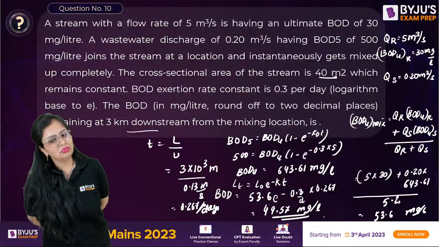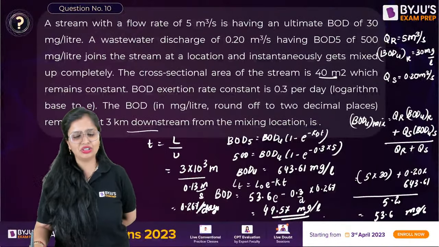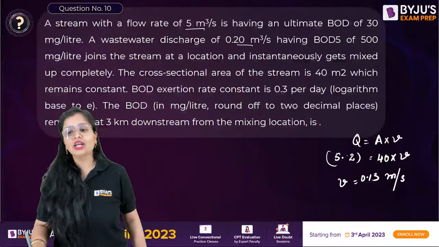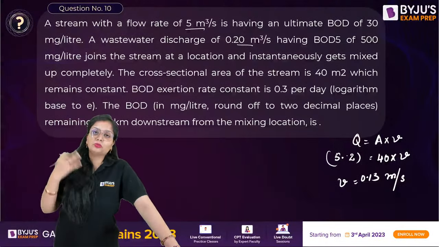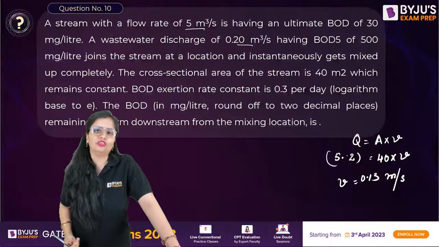Simple question only. BOD ultimate, I guess you will remember the formula also. The only mistake you can make is writing discharge as 5 meter cube per second. But remember, when you dispose the sewage, it is the discharge of sewage plus the discharge of river.